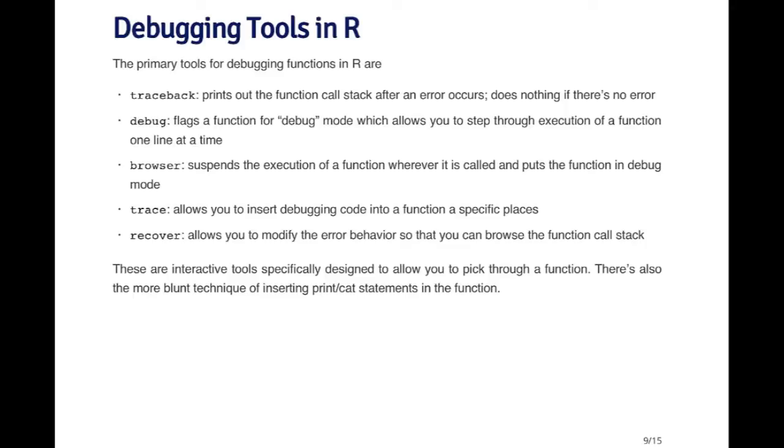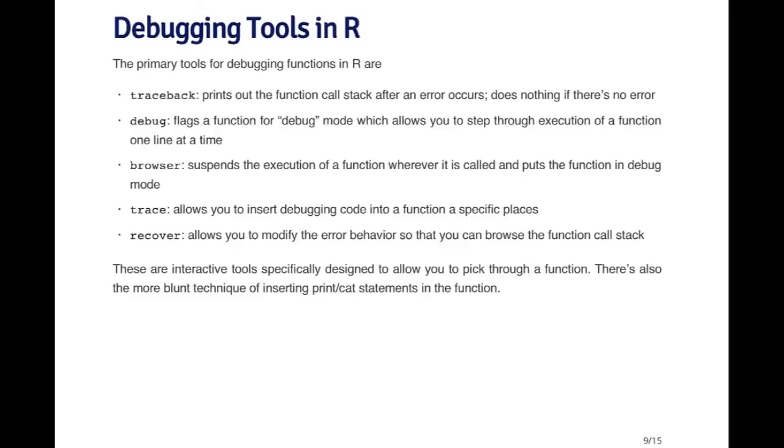That's the default behavior. You can change that default behavior by setting what's called an error handler. And recover is an error handler function, which means that anytime you encounter an error anywhere in a function, rather than getting the console back, the R interpreter will stop the execution of that function right where the error occurred and freeze it there. Then it will print out the function call stack, so you'll see how deep you're in. And then you can jump around to the different function calls to look around.